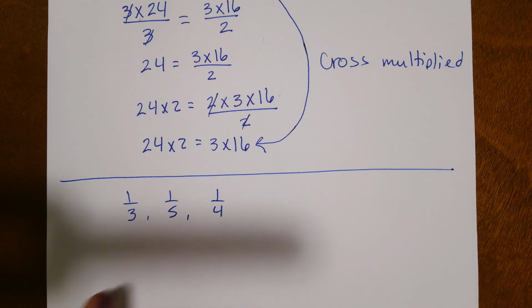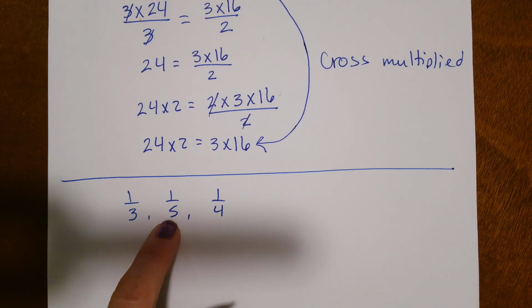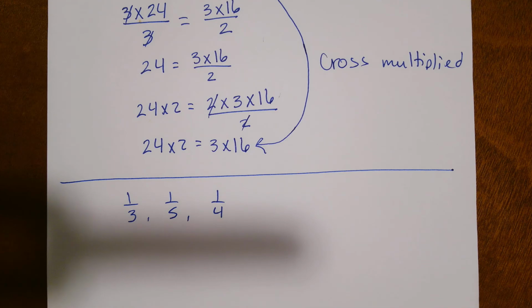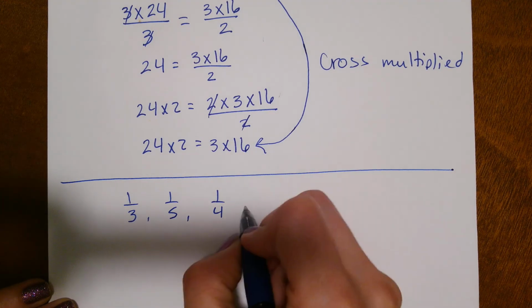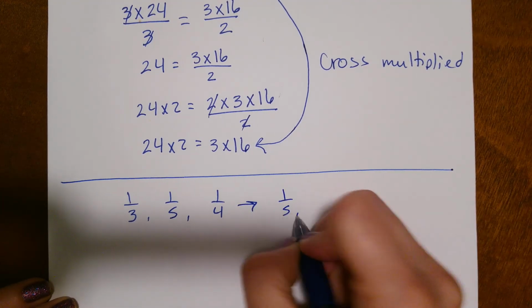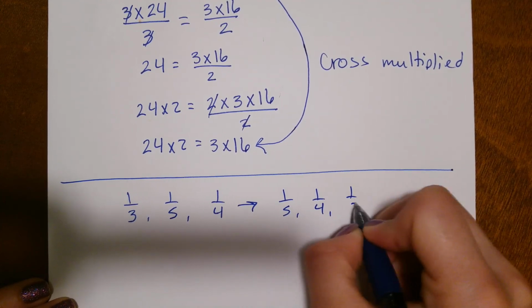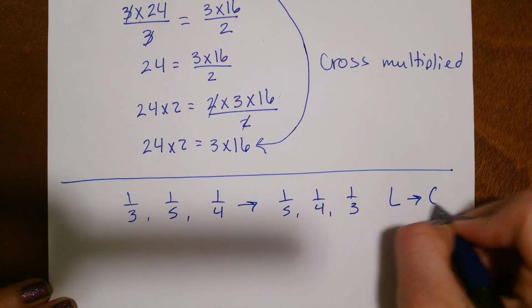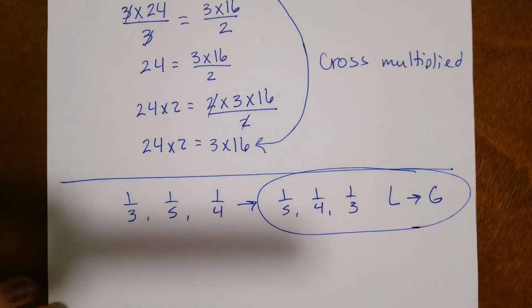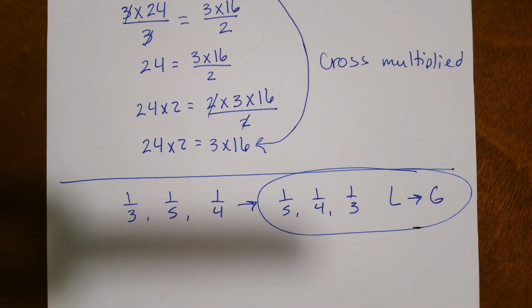I know that the denominator shows me how many pieces the unit was broken up into, and 5 pieces is going to be, each piece is going to be smaller than 4, which is going to be smaller than 3. So if I'm ordering this least to greatest, then students should know this is 1/5, 1/4, 1/3. This is least to greatest, right? So no trickery is really needed.